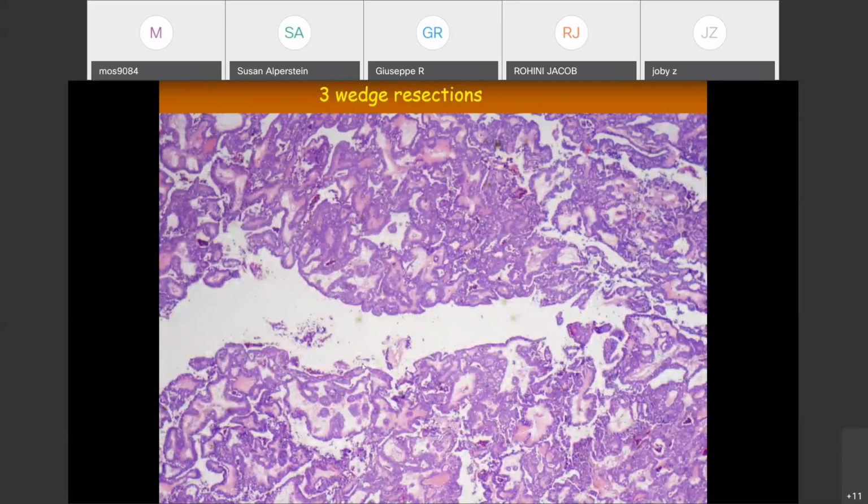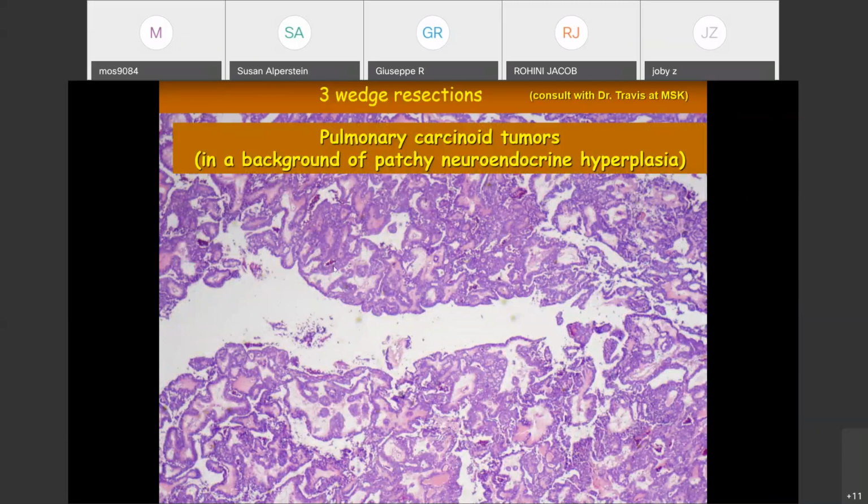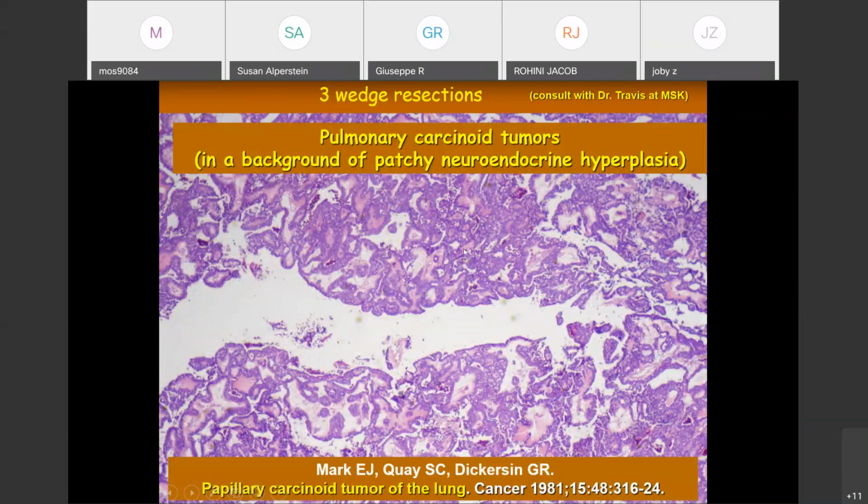Here's the wedge resection. All 3 look like this. Isn't this weird? With the airspace, a lot of papilla. And then it was called pulmonary carcinoid tumor. Background patchy neuroendocrine hyperplasia. And then actually this rare tumor was described in 1981 in Cancer. They say it typically has airspace.